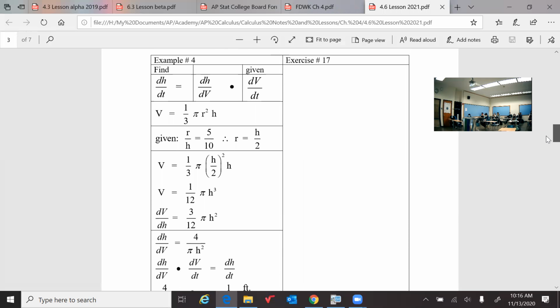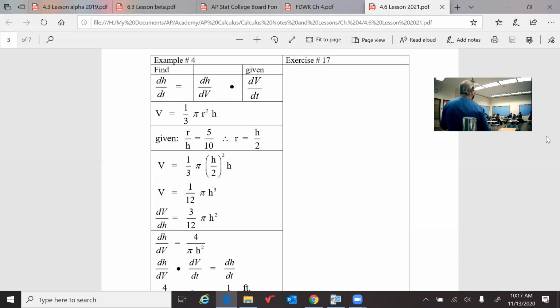Example 4 is a conical tank. The picture's on page 248. Right? You're given that the water runs into the tank at this rate, so you're given dV/dt. They want the change in the height, dh/dt. So dimensional analysis is going to multiply by dh/dV, which would be the reciprocal of the change in volume with respect to h.